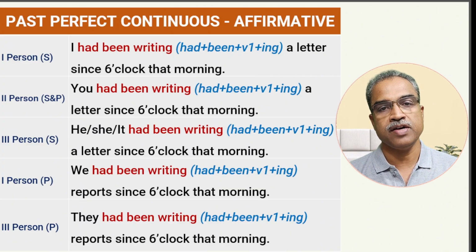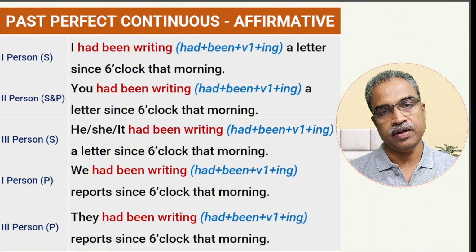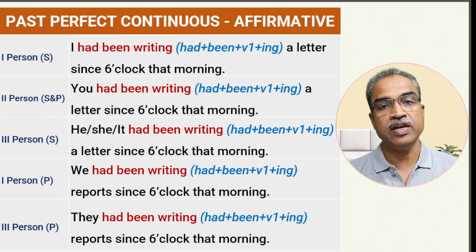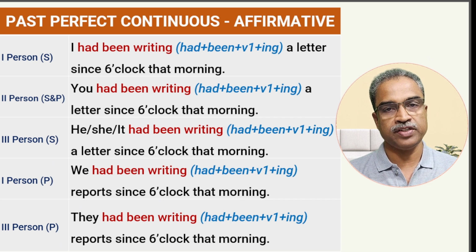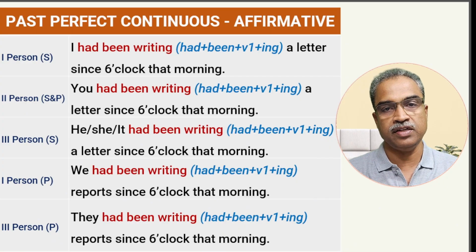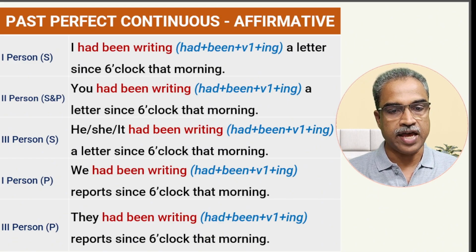The auxiliary verb in the past perfect continuous tense will be had, then been, then V1 ing. Just like we learned past perfect tense. In the past perfect tense, for example, I had written a letter. Now, in the past perfect continuous tense, it will be I had been writing a letter. So there is not much difference from the present perfect continuous tense, except that the auxiliary verb have and has we change into its past form, that is had. So I had been writing a letter.